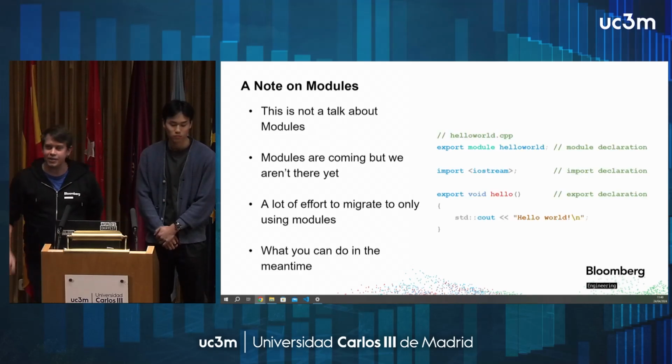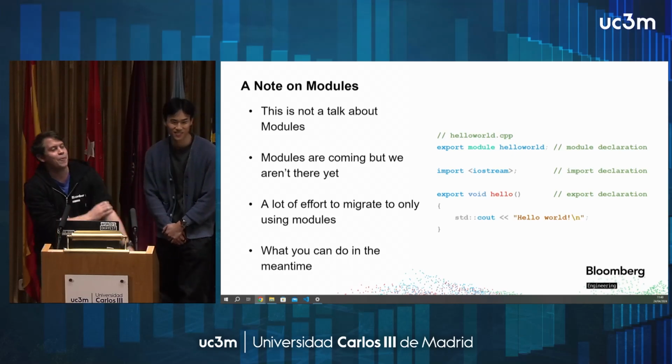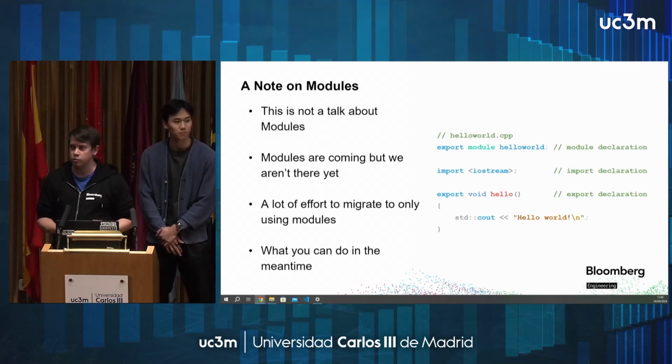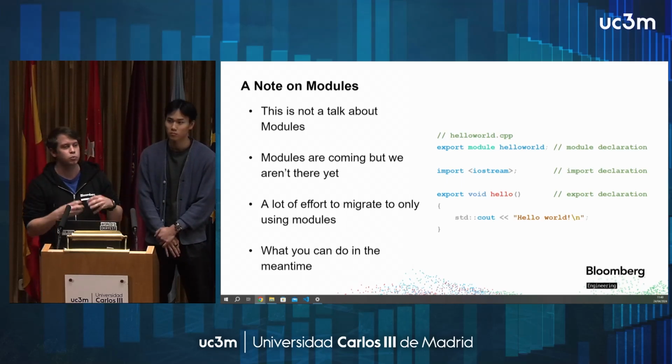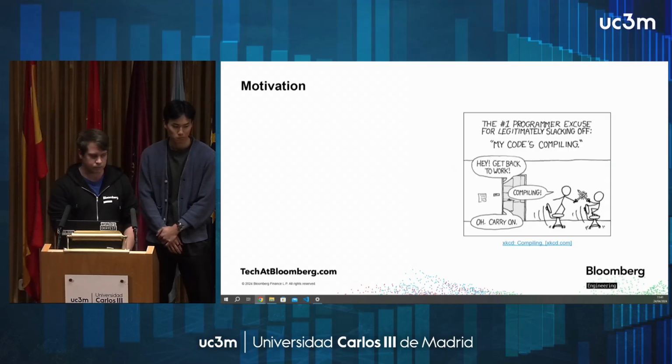One thing to get out of the way first. This is not a talk about modules, okay? Yes, modules are coming. Is anyone fully using modules for all of their third-party dependencies? Thought so. This kind of reinforces the talk. So we're not quite ready. We're not there yet. Ideally, a lot of these problems will go away with modules, but this talk is very focused on what you can do in the meantime to mitigate your compilation times until we can actually fully transition to modules.